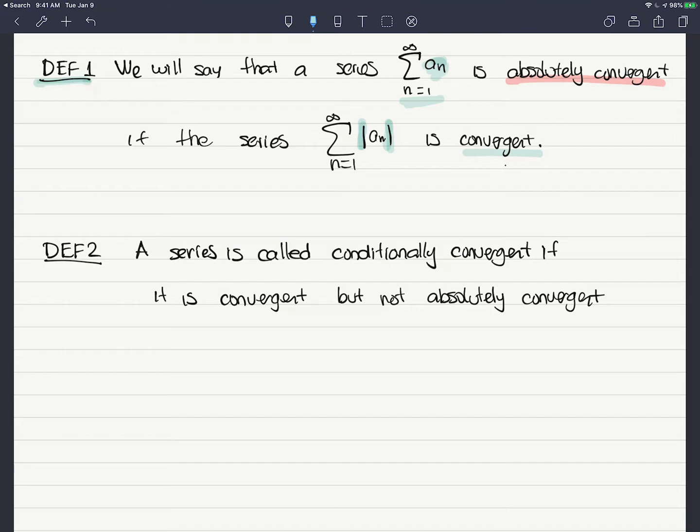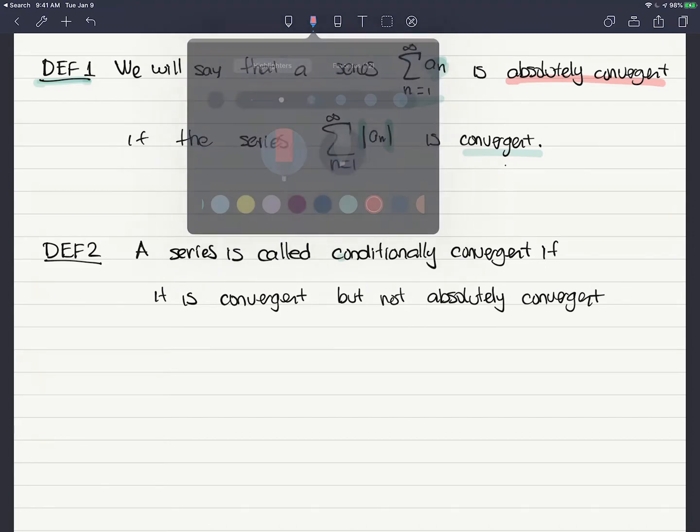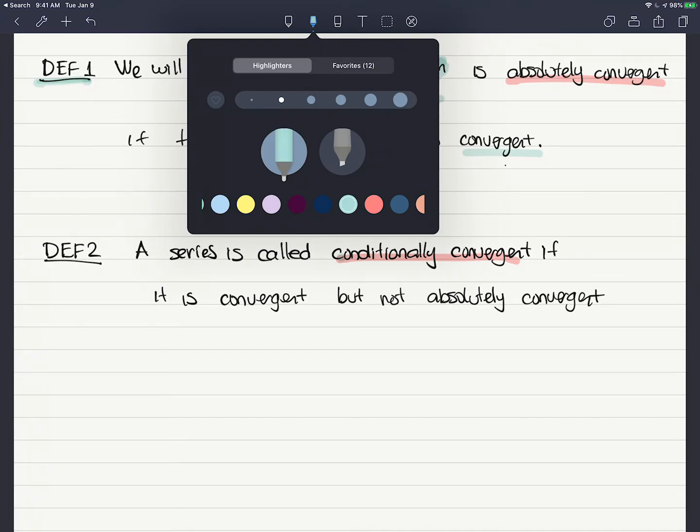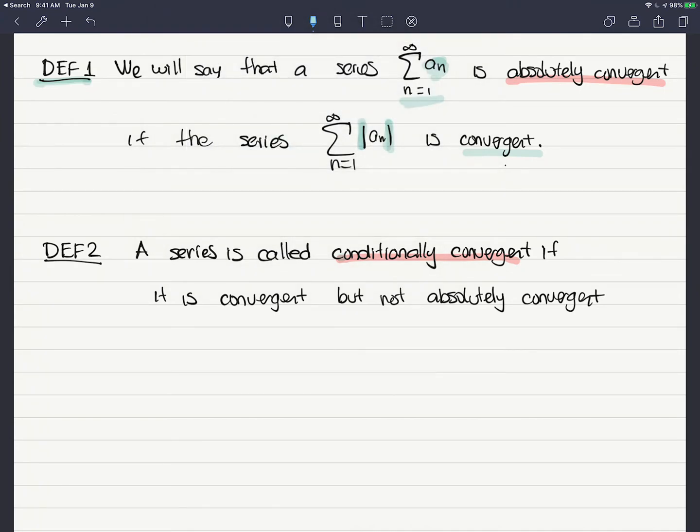So my second definition is to say that a series is going to be called conditionally convergent. This is the term we're defining here, conditionally convergent, if it is convergent, but not absolutely convergent, okay? So what this is saying is that this one converges, let me write this down, this one converges, but this one does not.